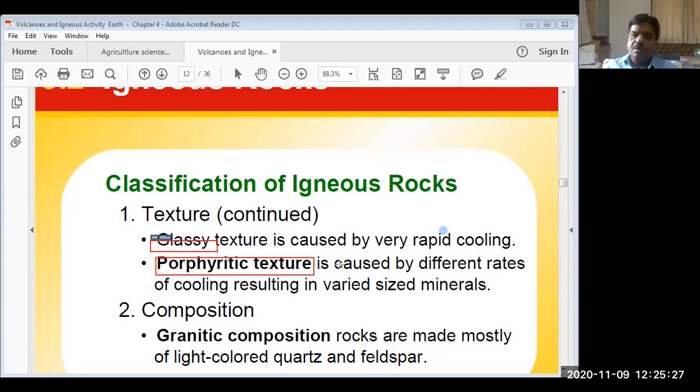So if the cooling is very fast, that becomes glossy texture. If the cooling due to atmosphere is slow, that becomes porphyritic texture. Then another thing, that is composition. Now this composition of rock. Here first is the granite composition. Actually granite is an example of igneous rock.